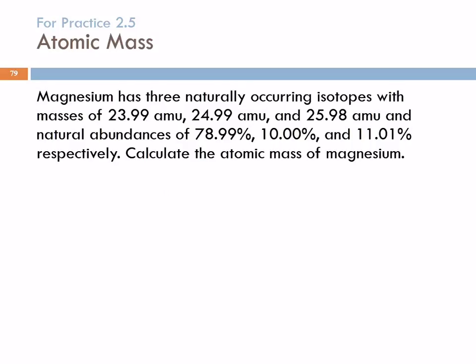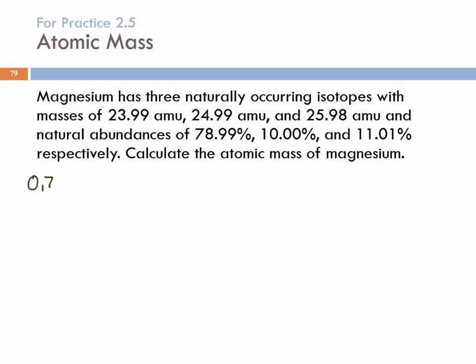Let's do an example. Magnesium has 3 naturally occurring isotopes with masses of 23.99 AMUs, 24.99 AMUs, and 25.98 AMUs, and natural abundances of 78.99%, 10.00%, and 11.01%, respectively. Calculate the atomic mass of magnesium. What I'm going to do is take this percentage and divide by 100 to make it into the decimal equivalent, so 0.7899, and I'm going to multiply that by the mass of that isotope. I'm going to do that for each of the 3 isotopes and add them together.